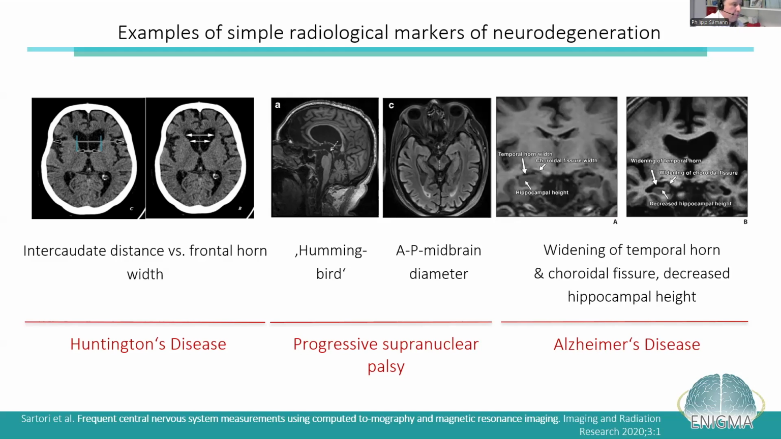On the right side, you see a more common disease, Alzheimer's disease, in image B compared to a normal control person in image A. And what are typical features of Alzheimer's disease you could measure as a radiologist? It would be a widening of the temporal horn, so the CSF space next to the hippocampus. It would be the height of the hippocampus, and it would be the width of the choroidal fissure that is also neighbored to the hippocampus.